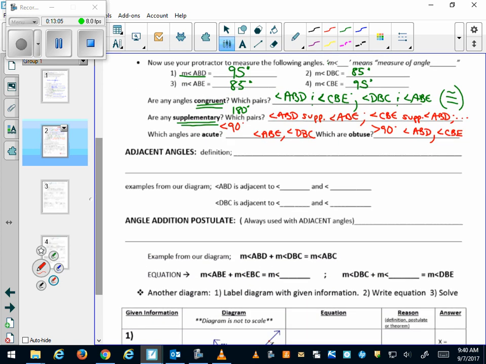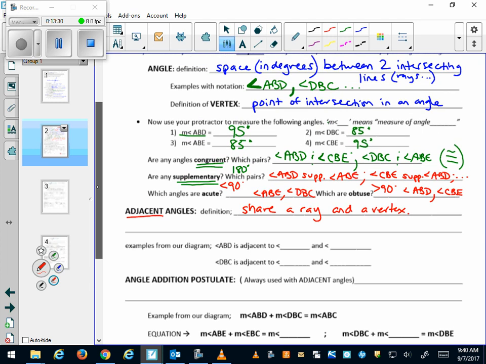All right, adjacent angles. Another important word, adjacent angles. Angles that are right next to each other. They share a ray. They have a ray in common and a vertex. So they have the same vertex. So adjacent angles are angles that are right stuck together.